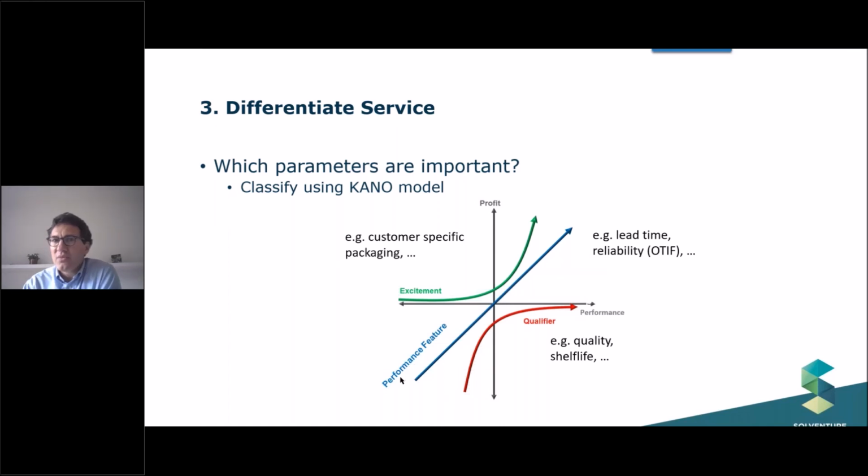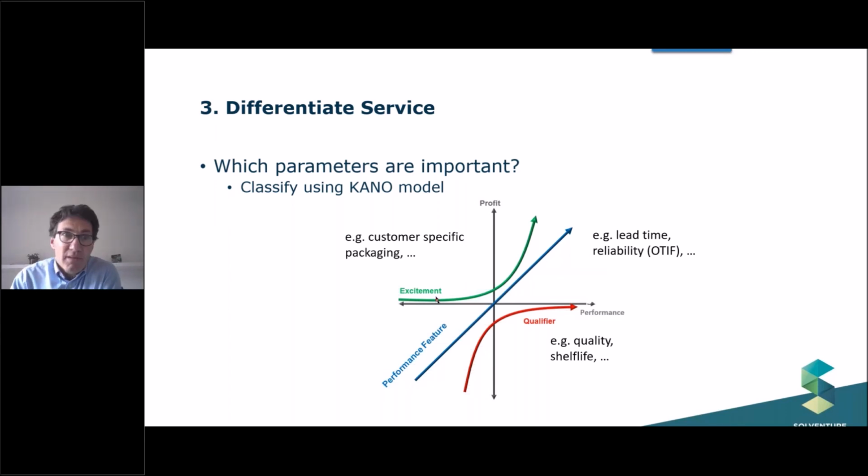Others are performance features, for example, lead time, where the more I increase my performance, the more impact I will have on my volume and my profits. Increasing my OTIF, for example, in a certain business, might lead to more business. Really decreasing it might see an effect on the volume I can get out of the market.